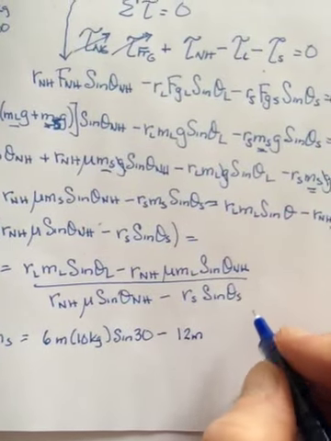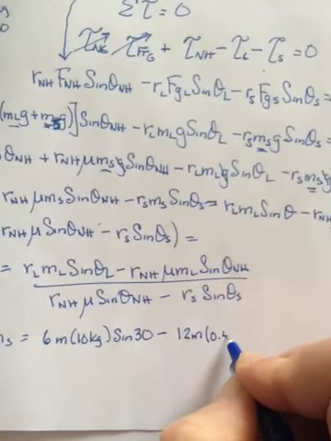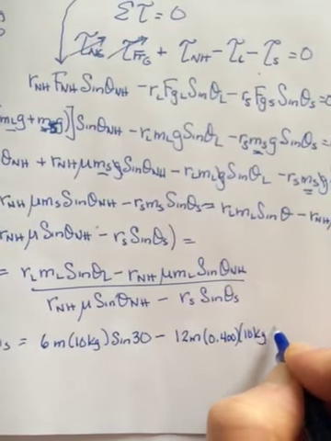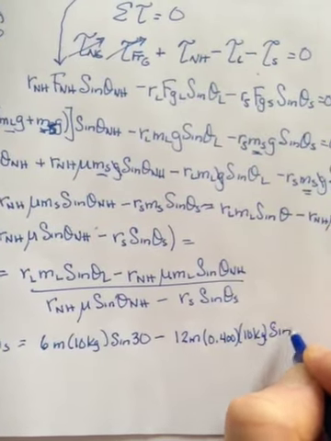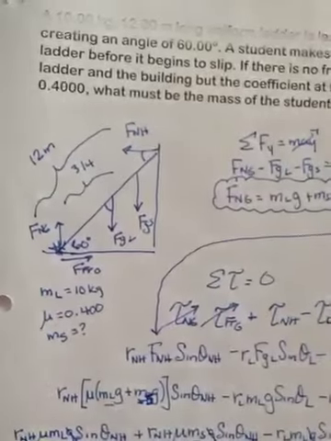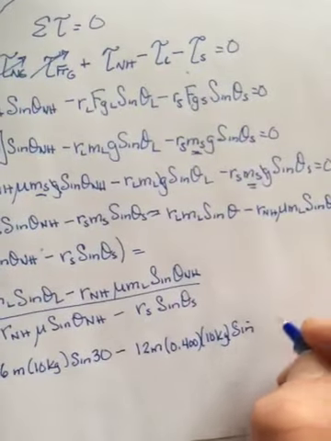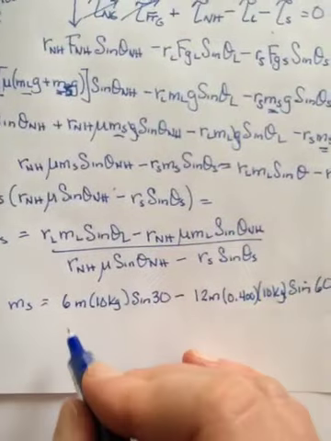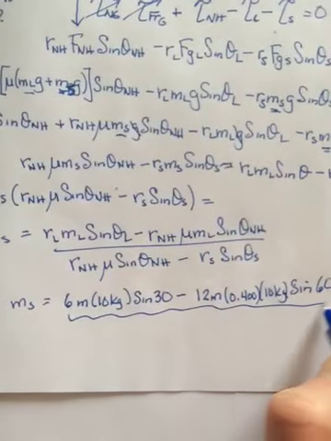The mu they told us in the question was 0.4. Mass of the ladder, 10 kilograms. And then this angle is the angle for the normal of the house. The angle at the bottom is 60. Then this one up here must be 60 also. So it's going to be 60 degrees.